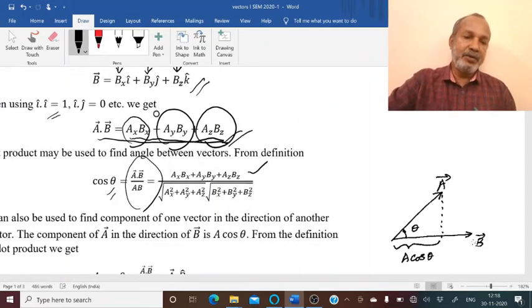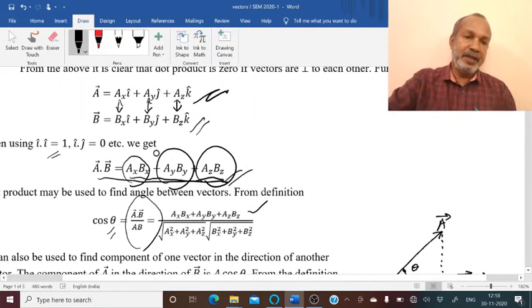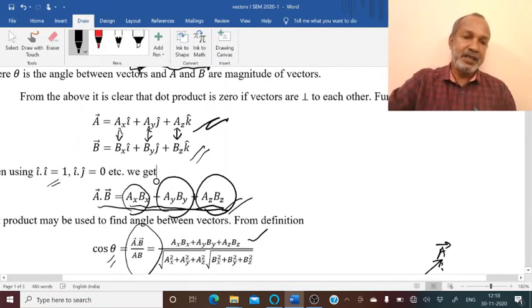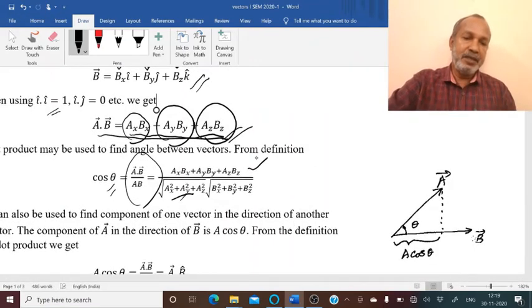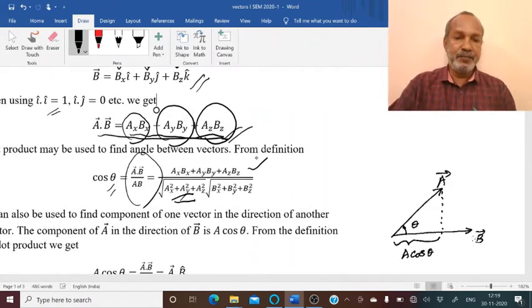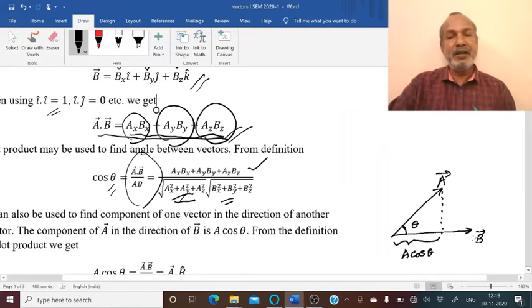And magnitude of A, see if A is written as Ax i plus Ay j plus Az k, the magnitude will be this one, the square root of Ax square plus Ay square plus Az square, and the magnitude of B is square root of Bx square plus By square plus Bz square. So using this equation, we can find an angle between A and B if A and B are given in terms of the vectors i, j and k.